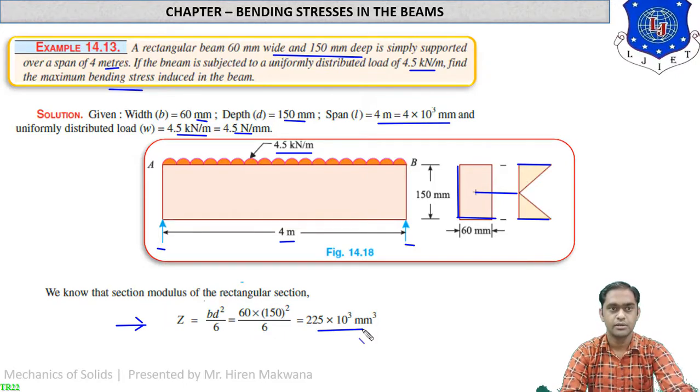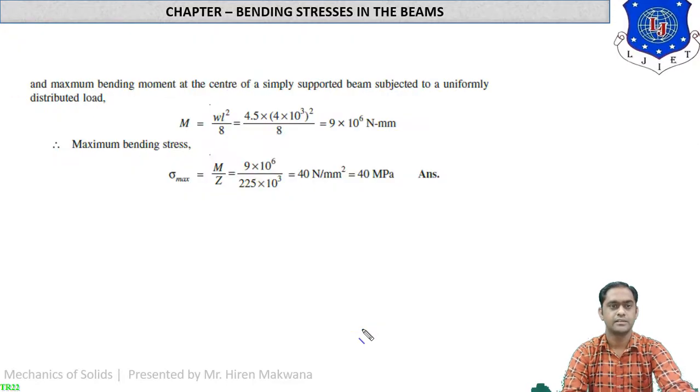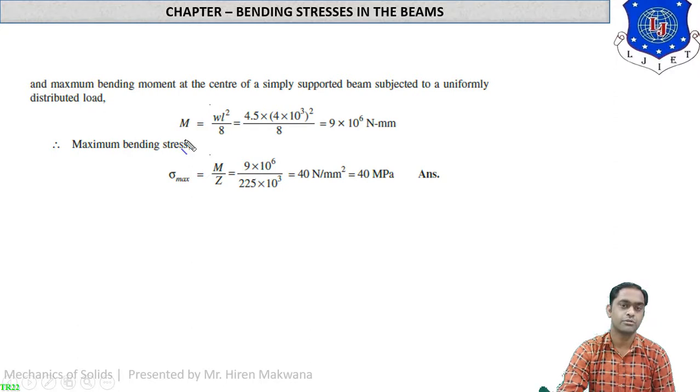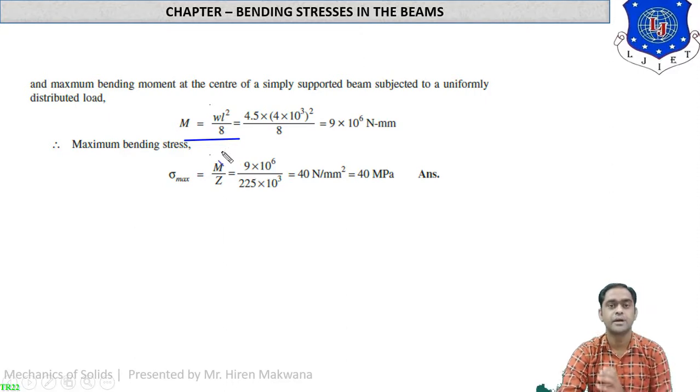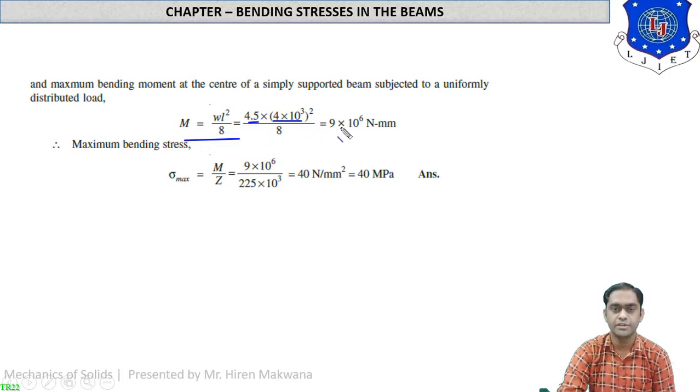Okay. So now let us start with the next calculation. You can see this is the calculation for bending moment and bending stress. Bending moment is equal to WL square by 8. As I said, it is the bending moment for a simply supported beam with UDL acting on the entire span. So WL square by 8. W means UDL, which is 4.5. L means length of the beam, 4 into 10 raised to 3 whole square. The simplification will give you 9 into 10 raised to 6 Newton mm.